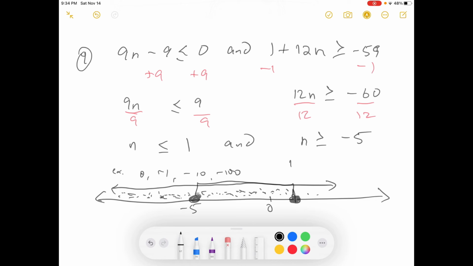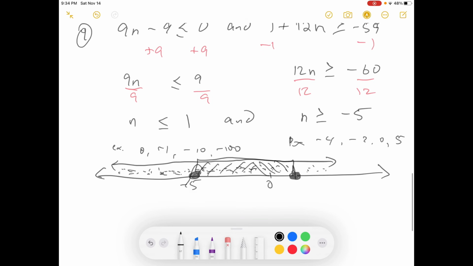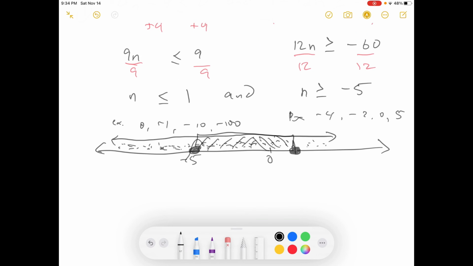Now, we can have dots over here, we can have dots over there, but what's really going to be the only thing that is going to work here is that solutions have to be from both these inequalities. So let's see the examples for this over here. Greater than or equal to negative 5 is going to be negative 4, negative 2, 0, 5, etc. And that's reflected in what we had here, but it's really only the ones that are going to work for both, because it says n is less than or equal to 1 and greater than or equal to negative 5. So they have to be that way at the same time simultaneously.